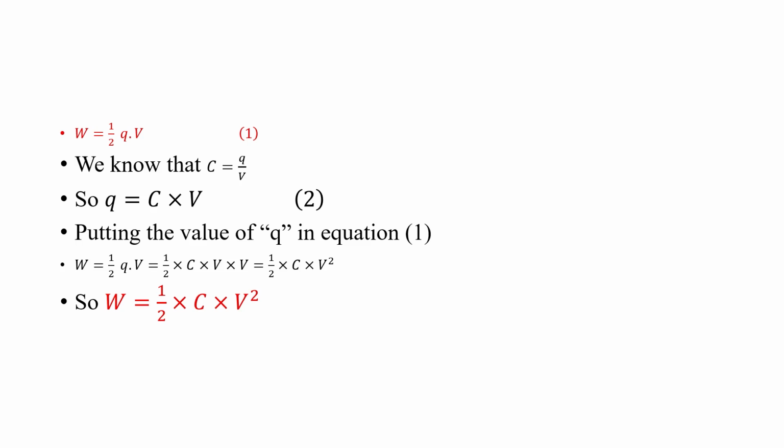Work is input, okay? So here this is the input formula. But whenever we are going to find the output, meaning the energy of the capacitor, we can also use this equation as well. So here you can also write E, energy, is equal to 1 over 2 C multiplied by V square.